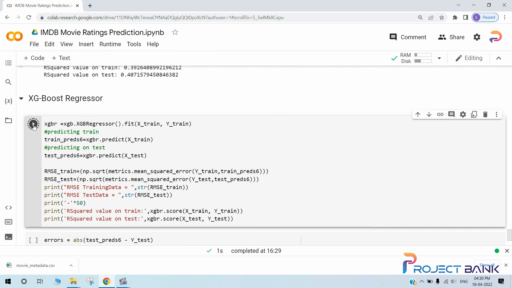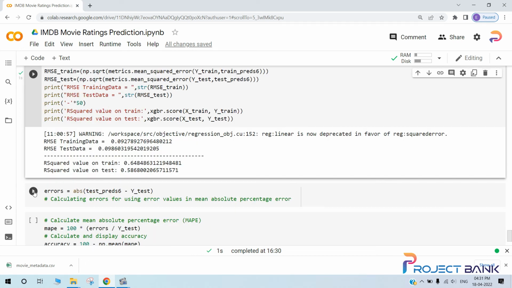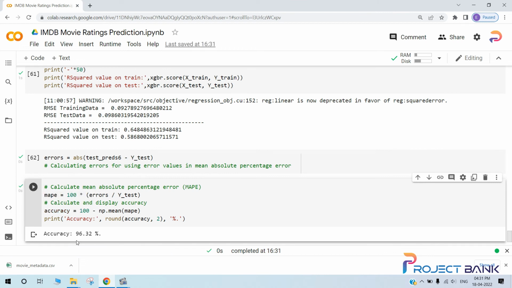Let us run this cell. Here we can see that the RMSE on training data is 9 and the RMSE on test data is also around 9 only, which is a very low value. And here we are having a good value of R square, that is 64 and 58 on train and test data respectively. Here let's calculate the error, and here we will be calculating the accuracy. So the accuracy is 96.32.